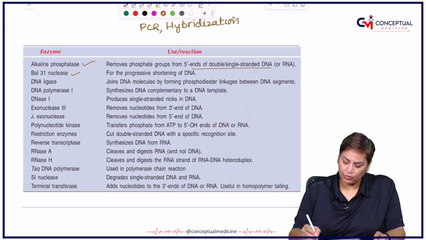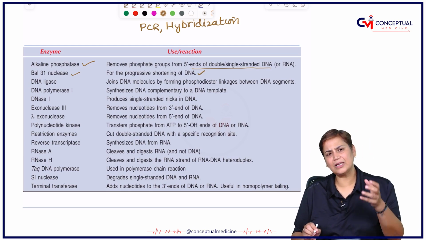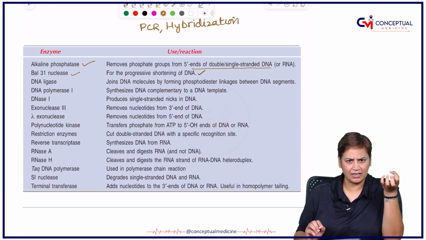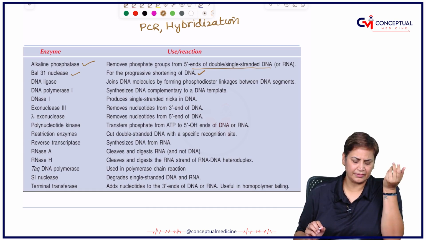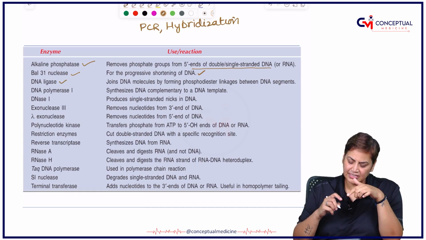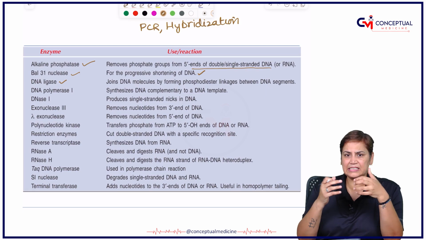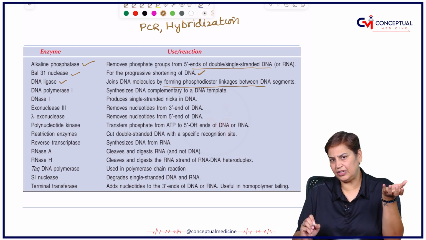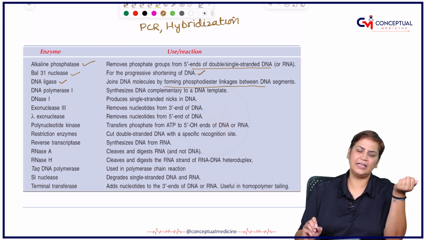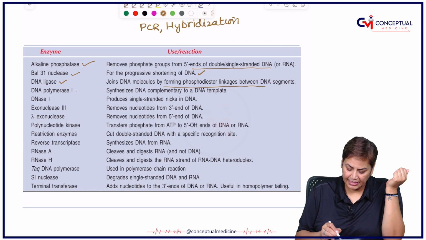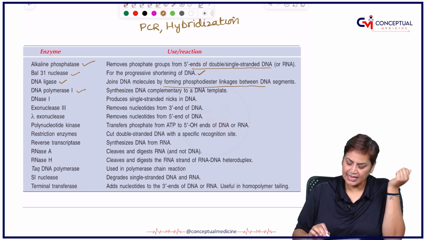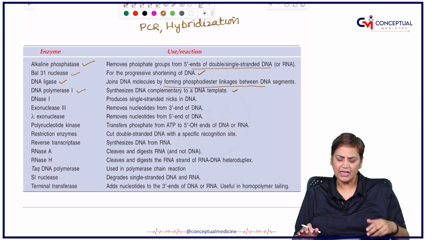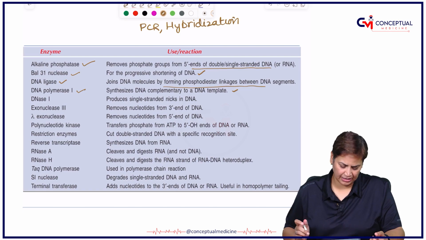Then nuclease, for the progressive shortening of DNA, because it is very laborious to work with a larger DNA molecule rather than a shorter one. DNA ligase is sealing by forming phosphodiester linkages between DNA fragments. DNA polymerase 1 synthesizes DNA complementary to a DNA template. These are the enzymes which are used in recombinant DNA technology.